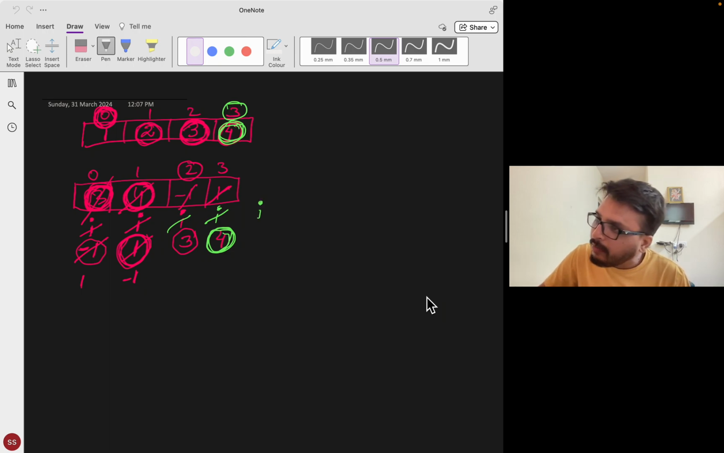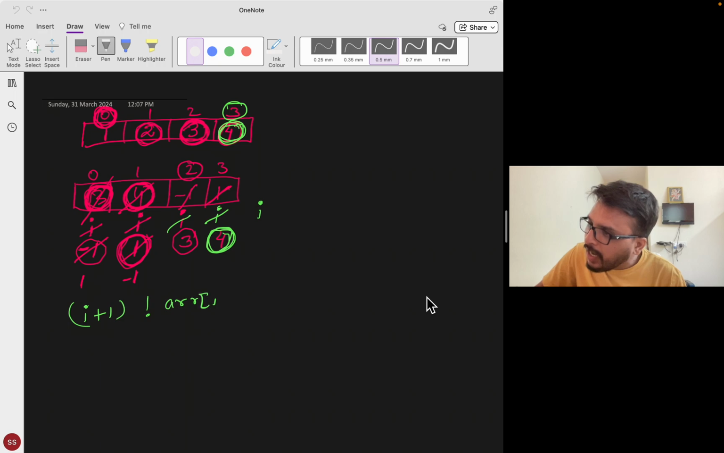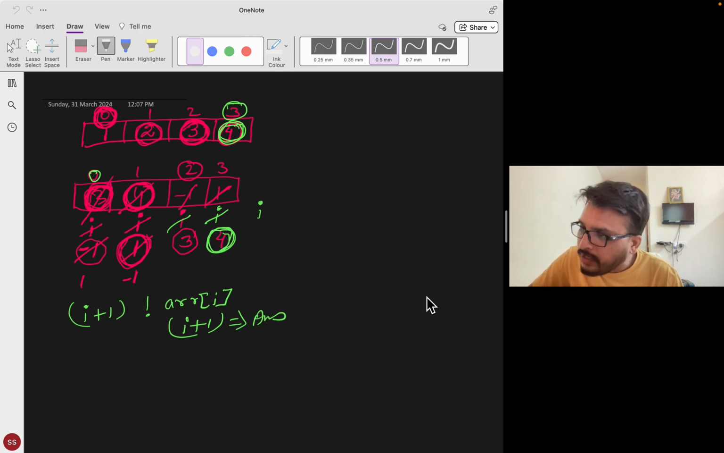Now I will again iterate this swapped array. Whenever I plus 1 is not equal to array of I, it means I plus 1 is the answer. So at the 0th position I am seeing 1, which I am expecting. At the first index I am seeing -1, but I am expecting 2. So 2 is the answer. That is the first missing positive number. So we will come out of the while loop.